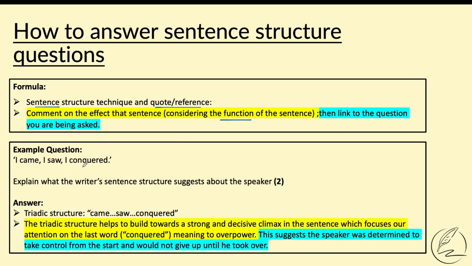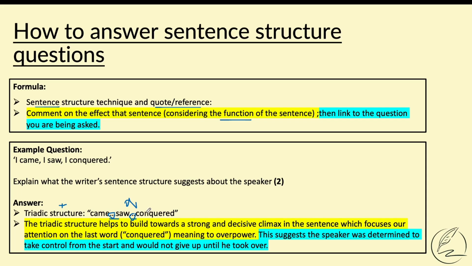I came, I saw, I conquered. Explain what the writer's sentence structure suggests about the speaker. First bullet point, I'm going to mention the sentence structure technique. So I'll just put a T there, bit of a dodgy T. Triadic structure. And then I'm quoting it. I came, I saw, I conquered. You can see here that I have shortened it just because I'm thinking maybe about time pressure in the exam. I've just put a little bit of ellipsis in there. That's absolutely fine. Just don't obviously take out the important part of the sentences.